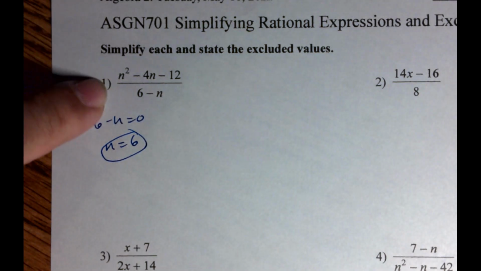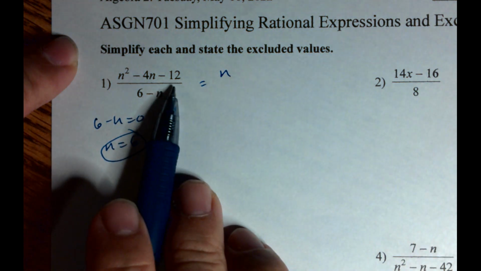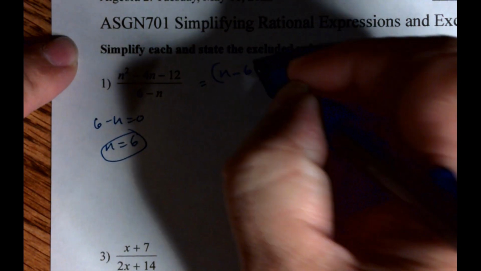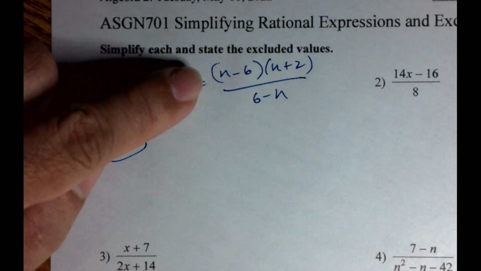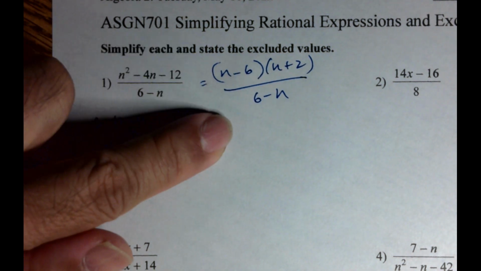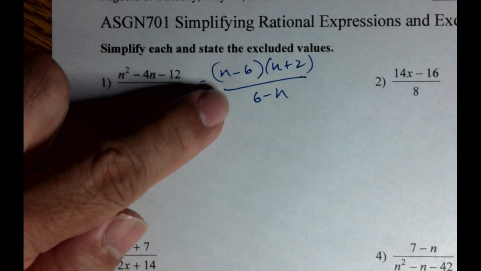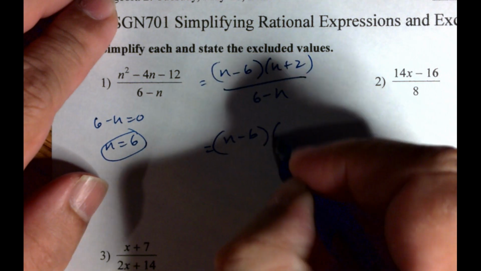But now we've got to simplify it. So that's going to be n. What are the factors of -12 that combine to make -4? That'll be -6 and +2. 6 minus n. Now, here's the weird part. You've got an n minus 6 and a 6 minus n. They can reduce, but the problem is there's a difference. Let me rewrite this a little bit. So it's n minus 6 on top, n plus 2.